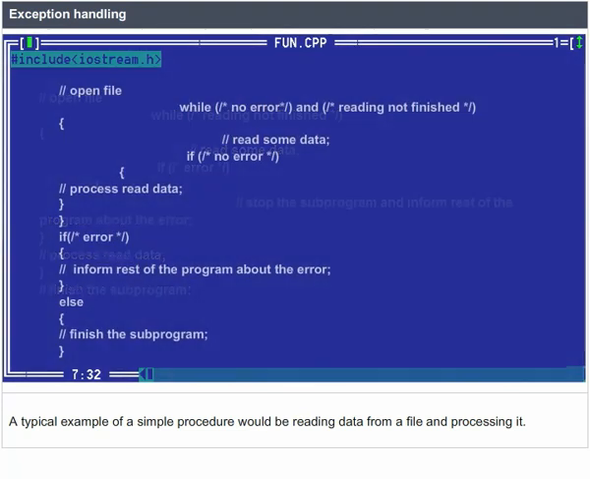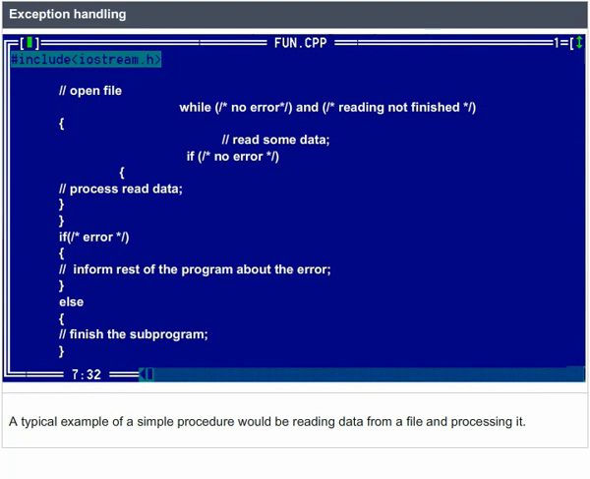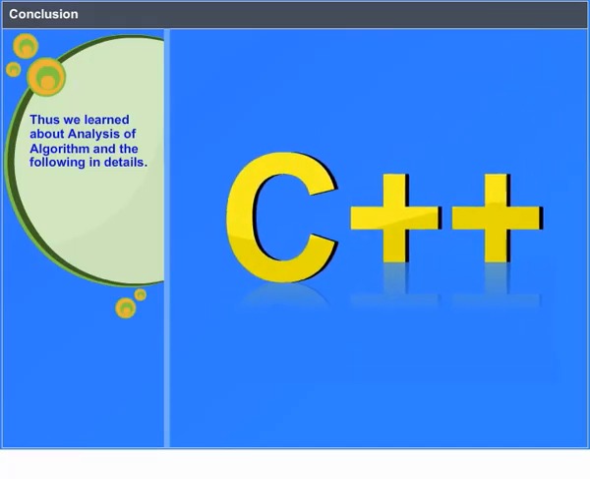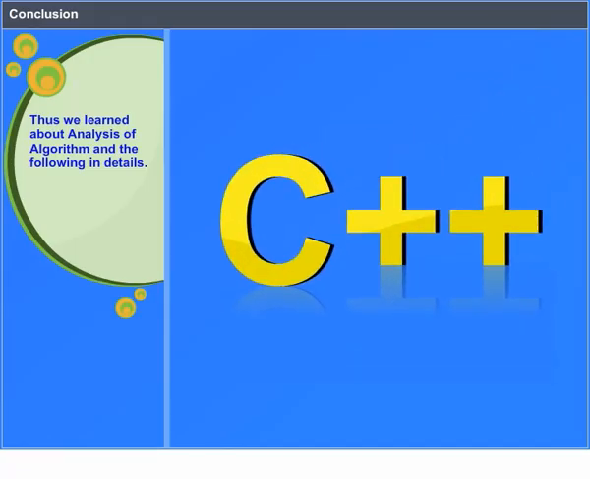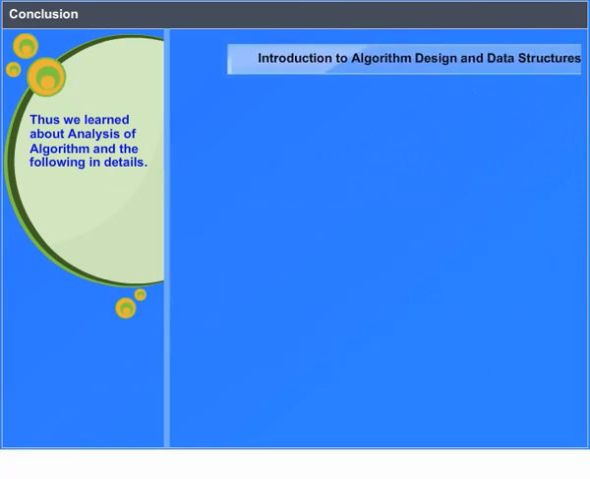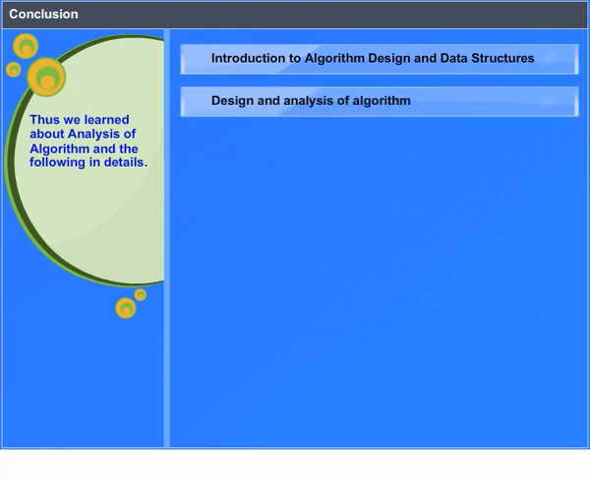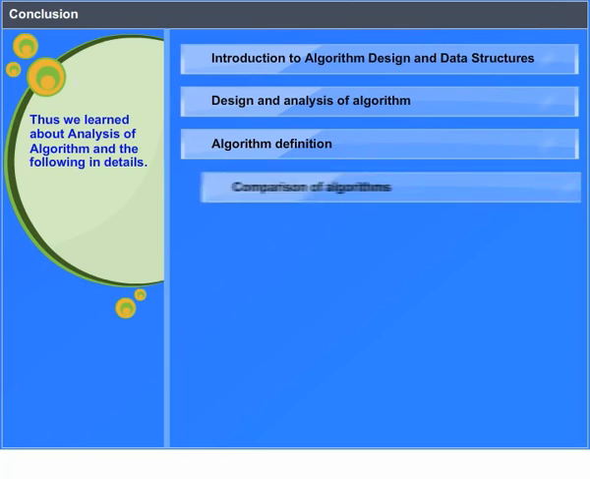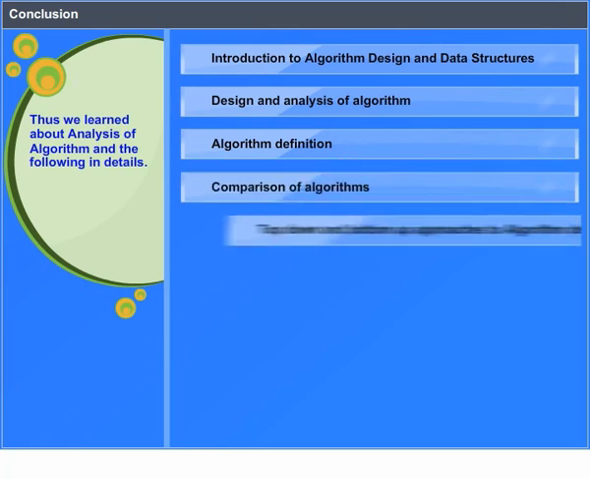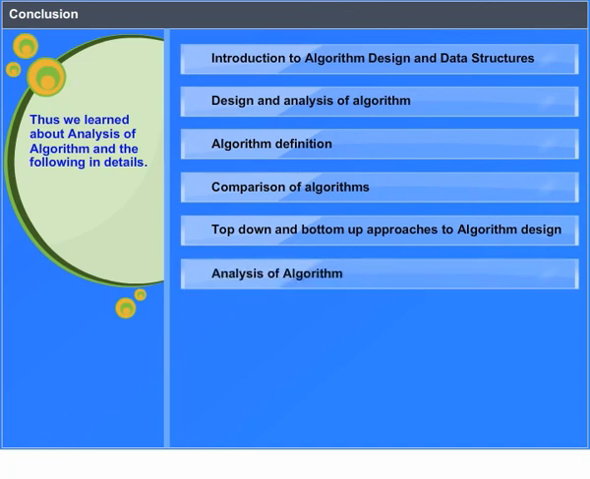Conclusion. Thus we learned about analysis of algorithms and the following in detail: introduction to algorithm design and data structures, design and analysis of algorithms, algorithm definition, comparison of algorithms, top-down and bottom-up approaches to algorithm design, analysis of algorithms, frequency count, complexity measures in terms of time and space, and structured approach to programming.